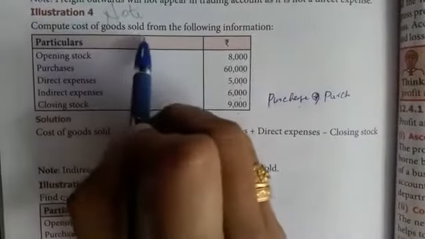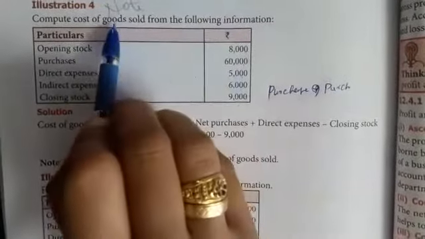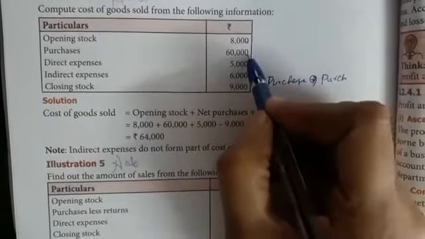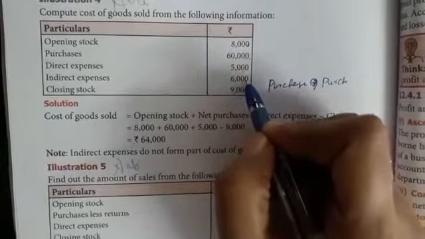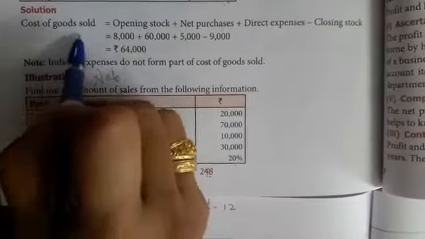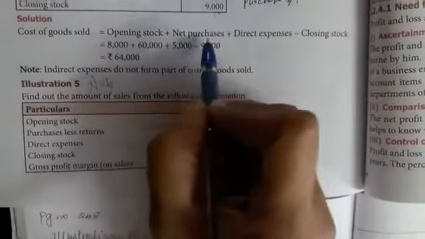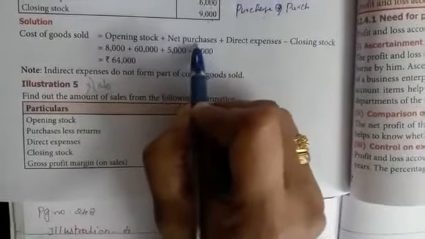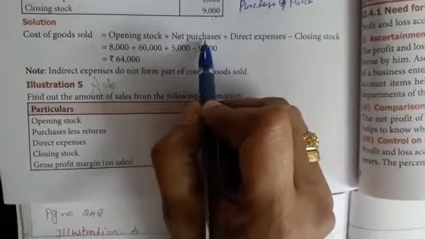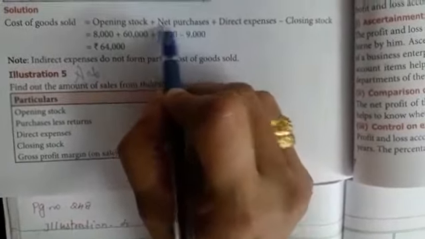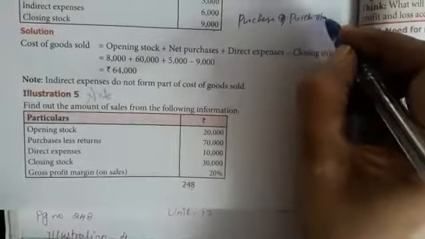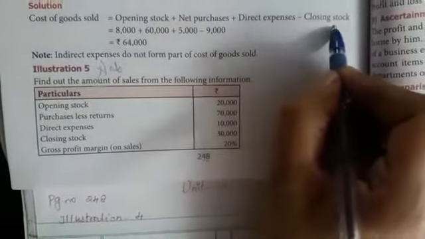See the sum, children. Illustration 4. Compute the cost of goods sold from the following information. Now we are going to find the cost of goods sold. See here, opening stock, purchases, direct expenses, indirect expenses, and closing stock. Let's see. Solution. Cost of goods sold. So this is the formula: opening stock plus net purchases. You may ask me, ma'am, what is the net purchase? Net purchases means purchases less purchase returns. Okay, children. Plus direct expenses minus closing stock.